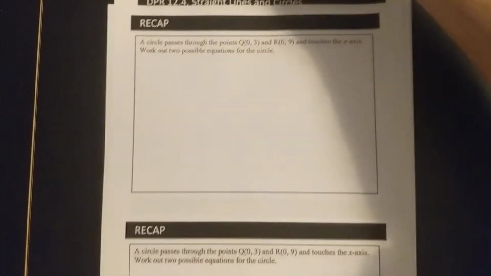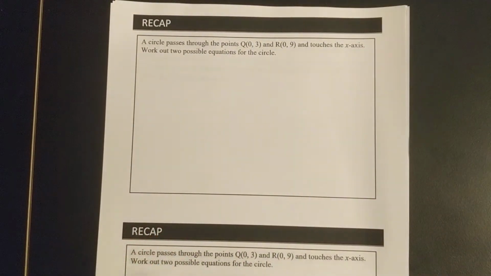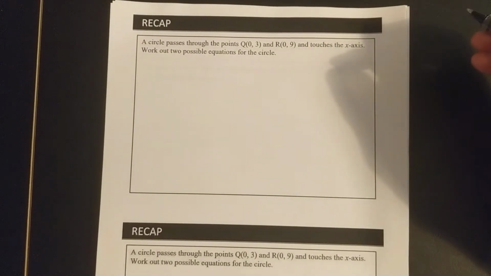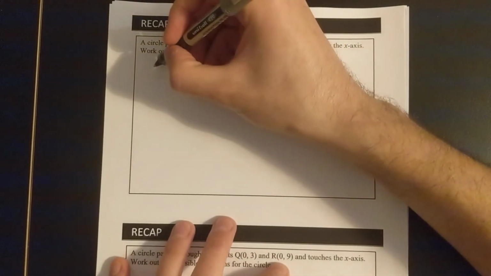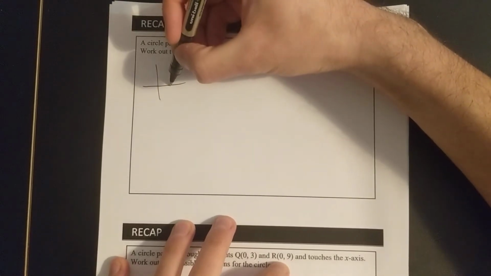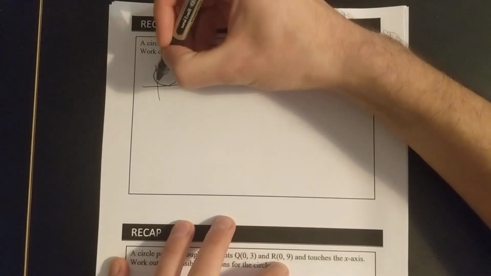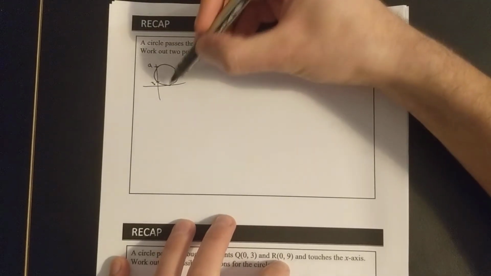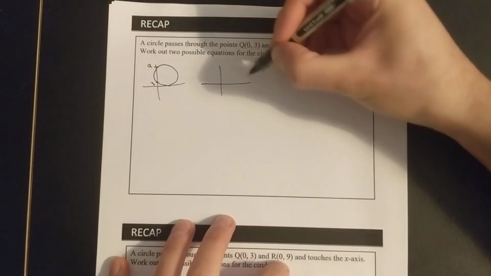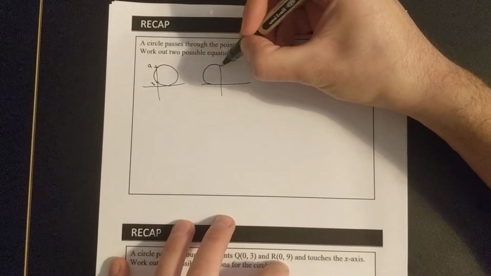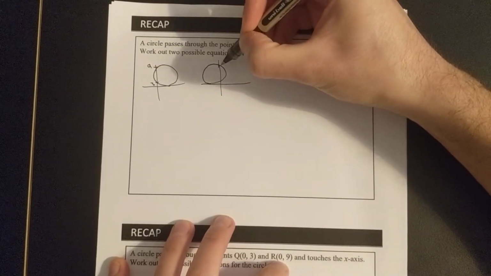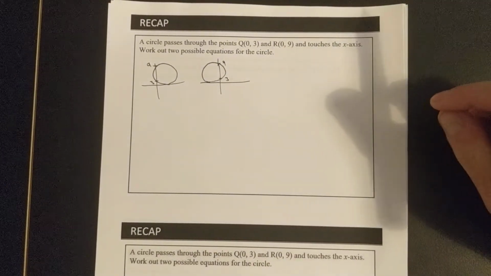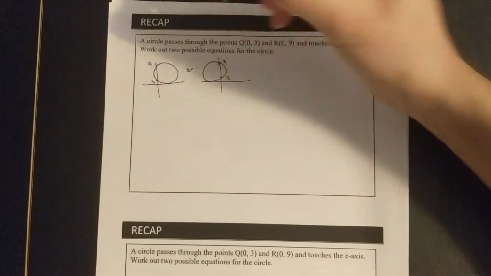Okay, last recap question. Here a circle passes through the points (0, 3) and (0, 9). It touches the x-axis. So here we've got that it's either going to look like this, where it goes through 3 and 9 and it just touches the x-axis, or it's going to look like this, where it still touches 3 and 9, but it's going to touch the x-axis in the negative place. So it is this one or this one.